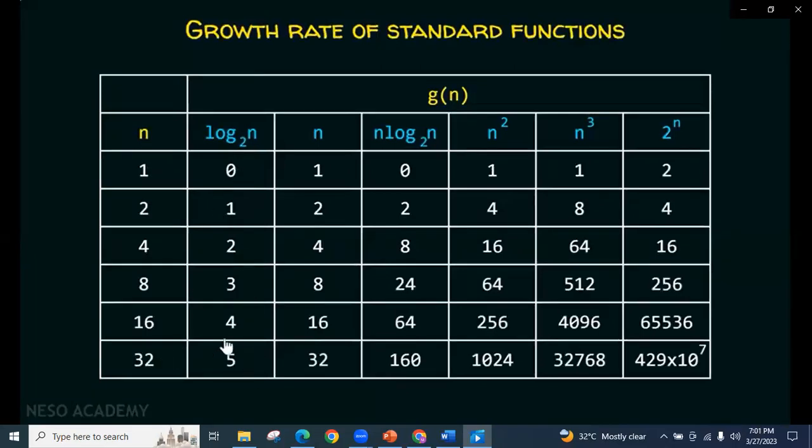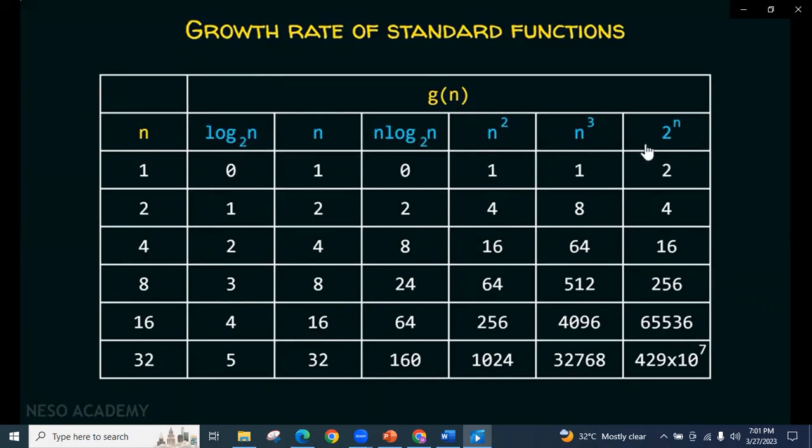Here it is just 5. So we can compare these functions obviously. Basically, we use these standard functions as the least upper bound on a particular function under consideration. So we usually put them in place of g(n). We can use log n base 2, n log n base 2, n square, n cube, 2 to the power n. These are different functions available which are also known as standard functions.